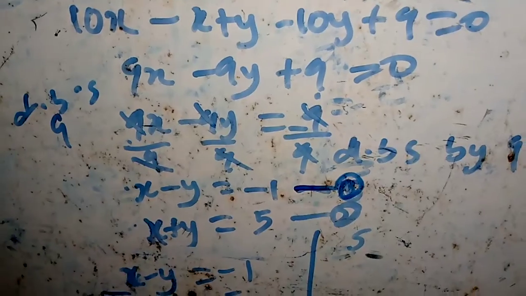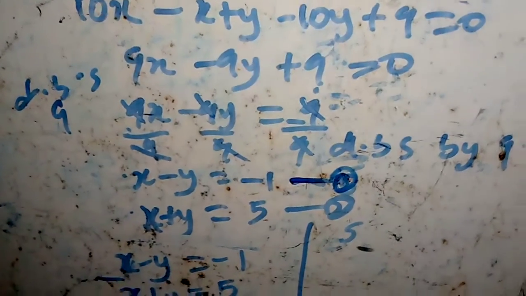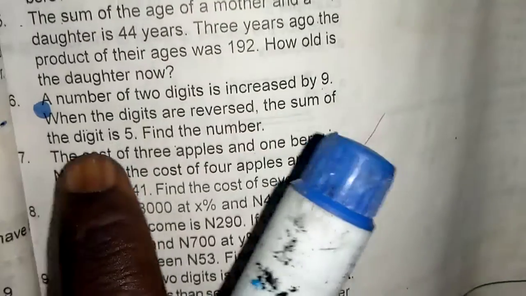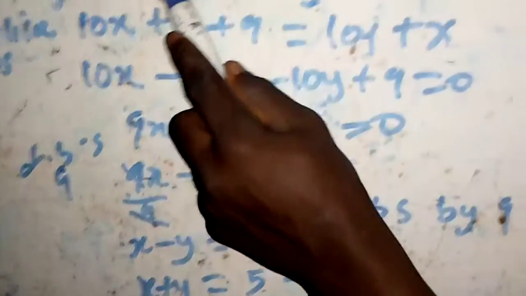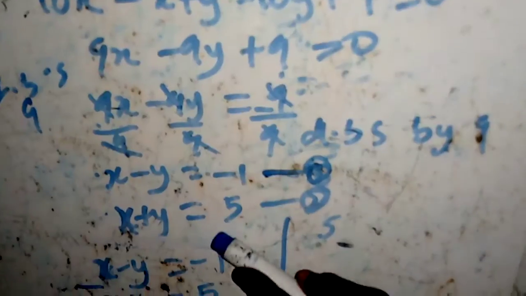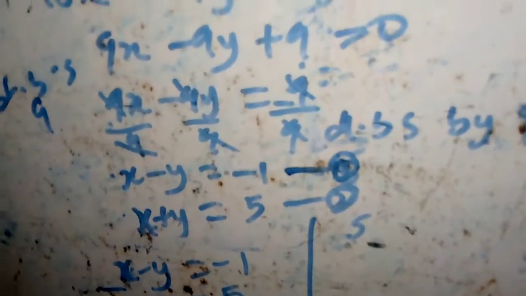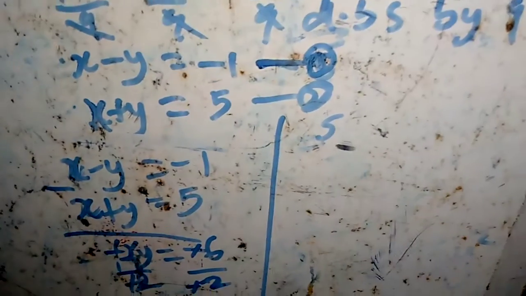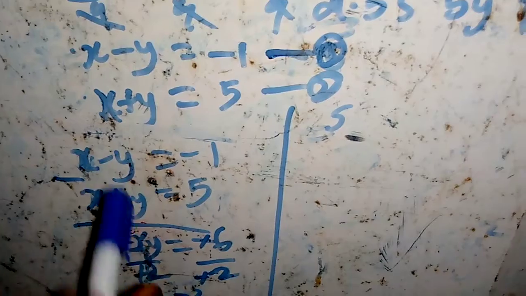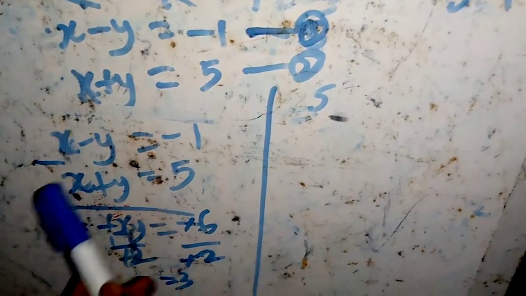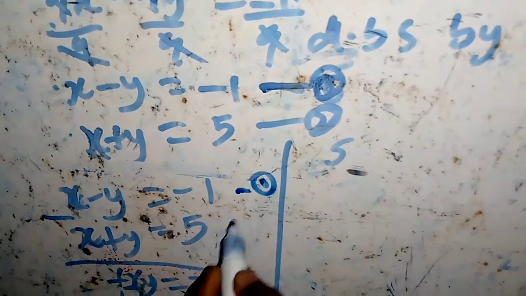Equation 2 now says: the sum of the two digits is 5. The digits are x and y, and when we sum them, x plus y equals 5. That's equation 2. The question says we should look for the number. So we need to look for x and y in order to get our number. So this is x minus y equals minus 1, equation 1, and this is equation 2.